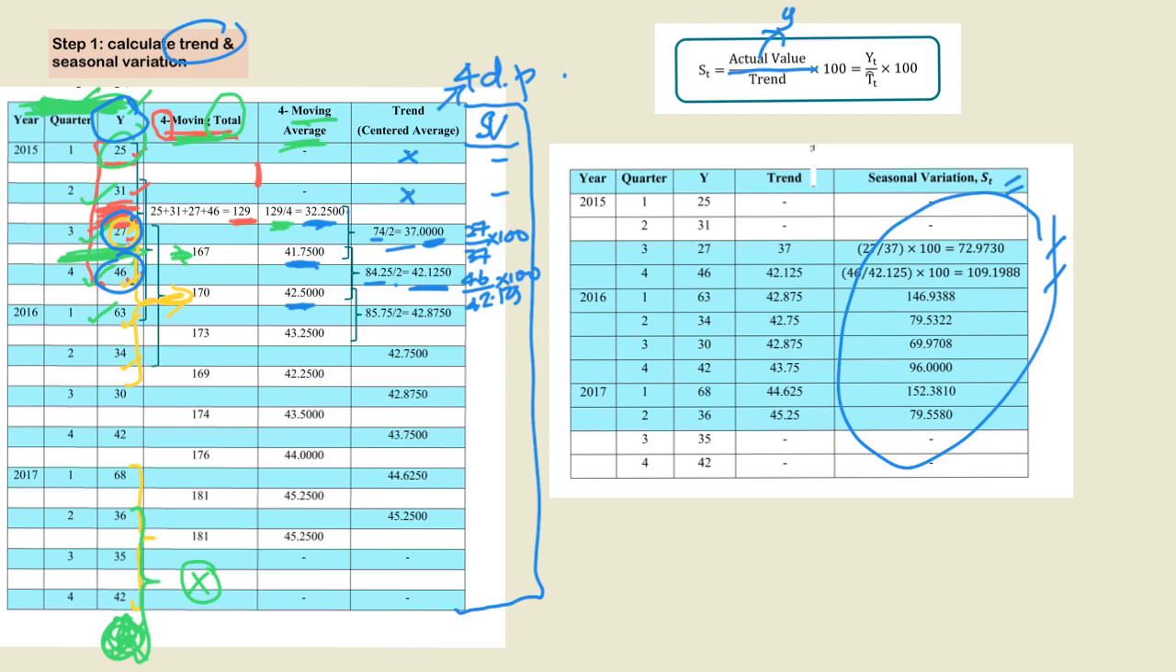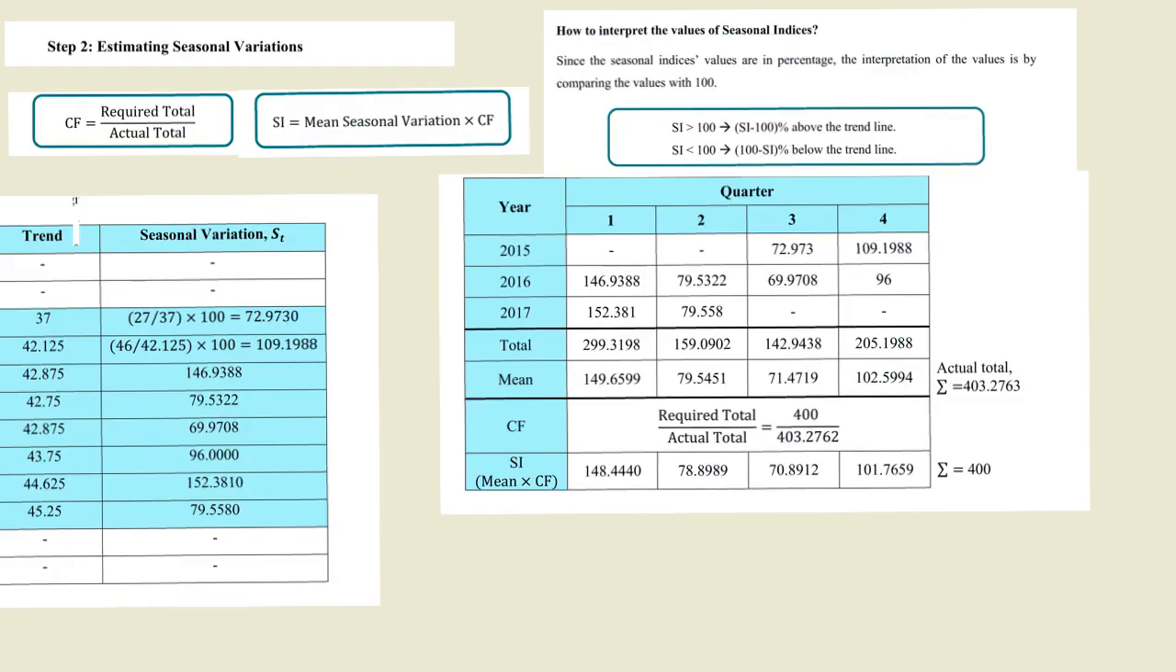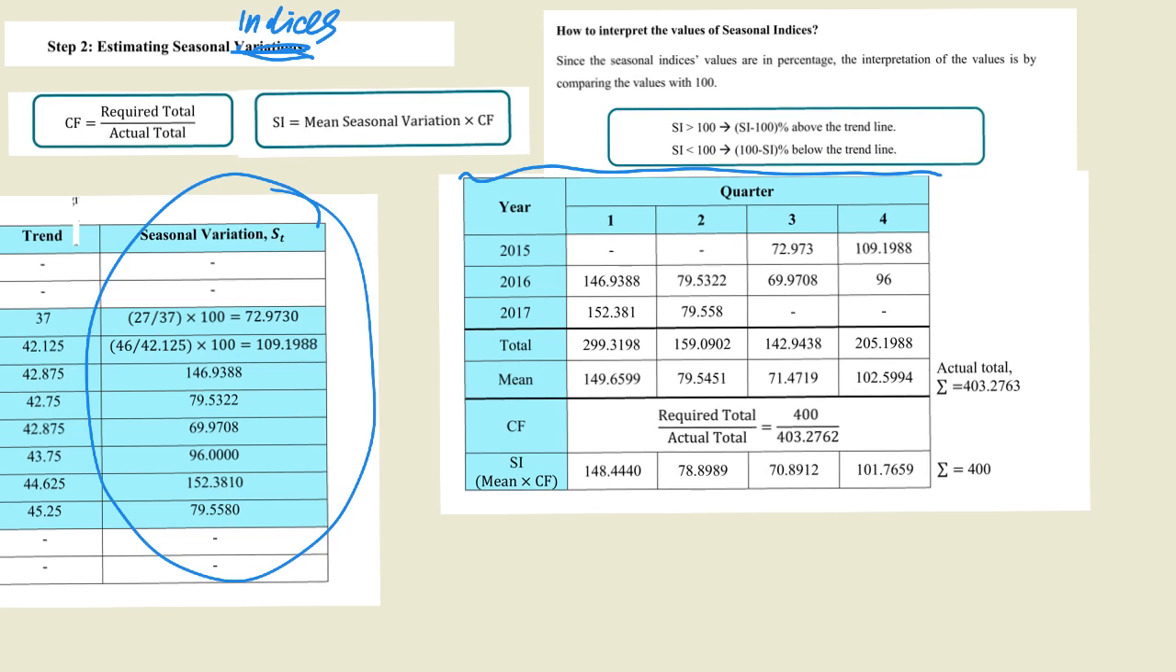calculate the seasonal indices. Okay, so step number 2, estimating seasonal indices. This is indices. Okay, so this is actually the previous table. So during final examination, for calculating or forecasting using time series data, you need to draw the first table in the previous slide. So this one is another table that you need to know. You need to draw this.